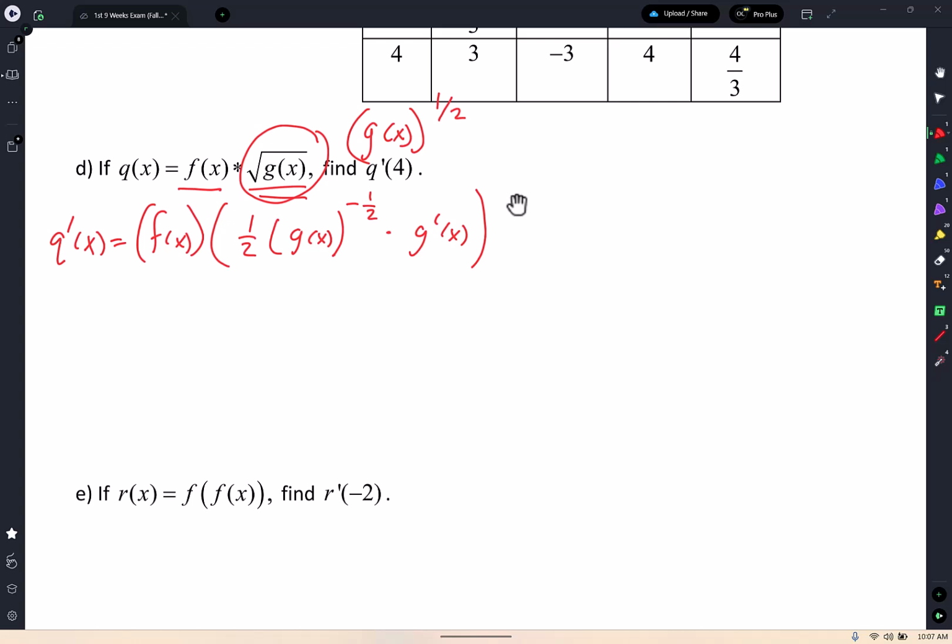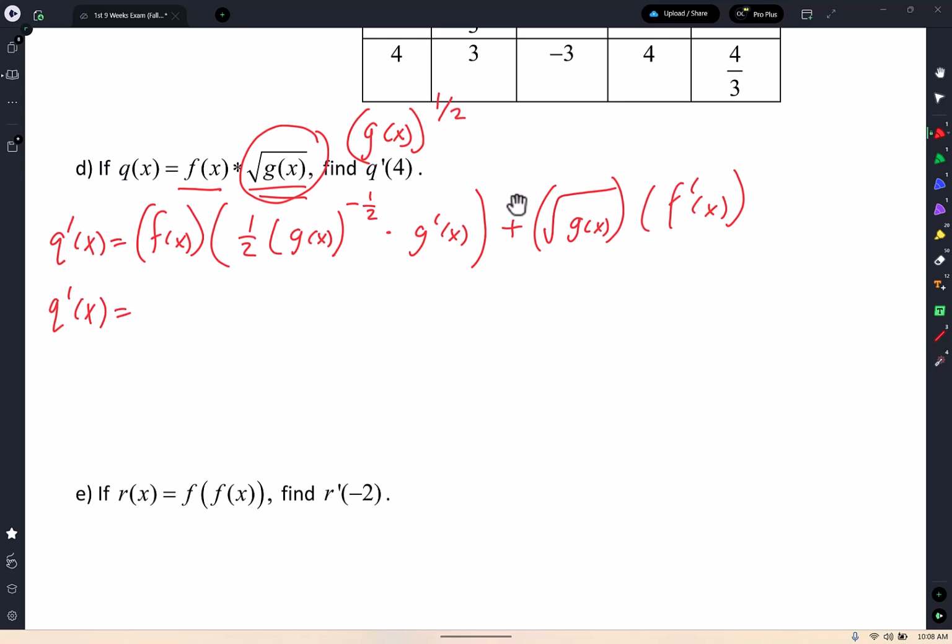Am I done? No. Plus the second, you could write g of x to the 1/2, but just write it like this, square root of g of x, since you're going to leave it alone, right? Times derivative of the first, f prime of x. How do we feel? Maybe you want to write it prettier.